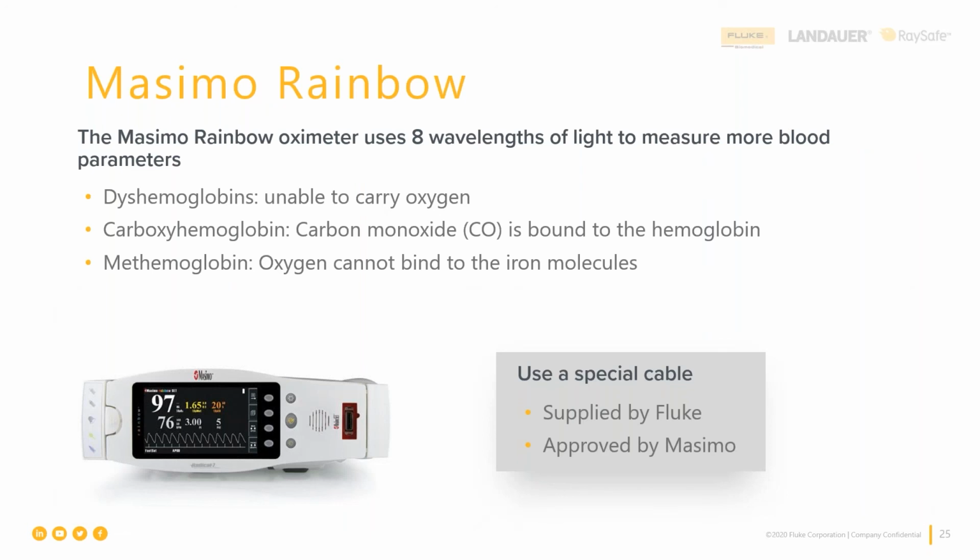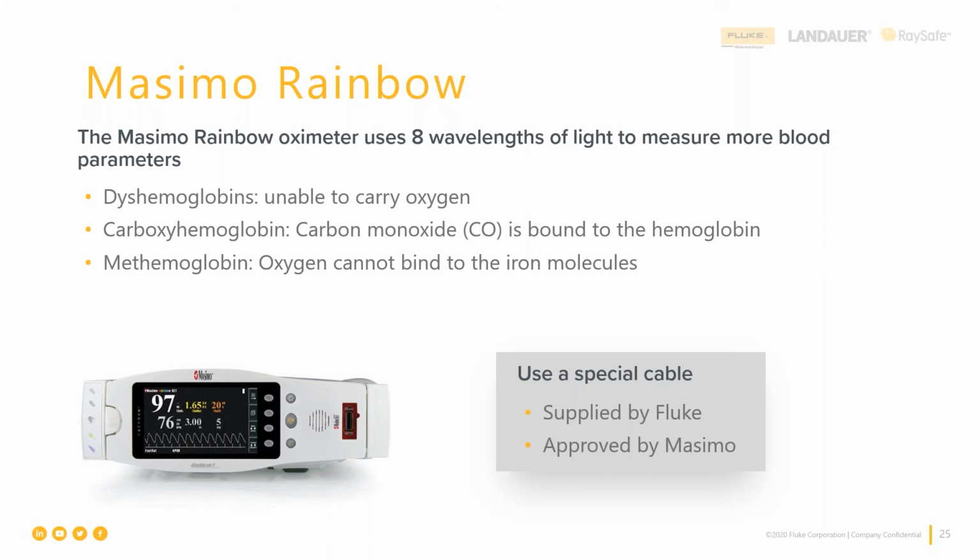The pulse co-oximeter that we were talking about before, the best example and the first example of this was produced by a company called Masimo, and it is their Rainbow oximeter. It uses 8 wavelengths of light to measure more parameters. The dyshemoglobins are unable to carry oxygen: carboxyhemoglobin, which is typically filled with carbon monoxide, as we said, gives pulse oximeters alone trouble, and methemoglobin, where the oxygen cannot bind to iron molecules in the blood. So these are just some of the samples.